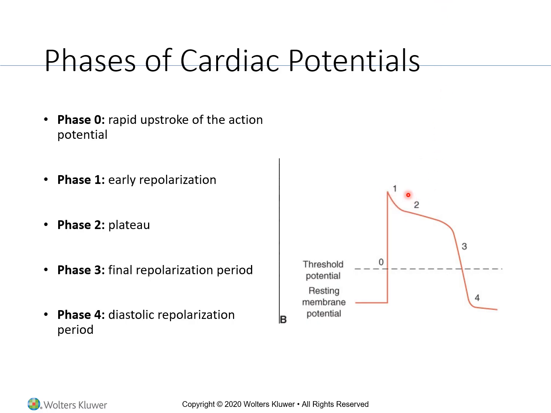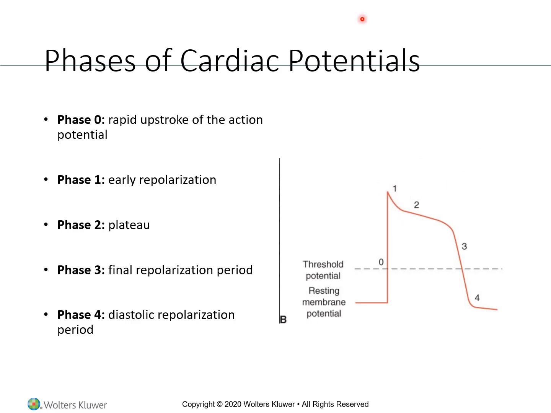At phase 1, this is what we call early repolarization, right here on this small downstroke. That's when the sodium channels close. So that rapid influx of sodium ions stops, and we have a very small movement back towards negative, almost the start of a repolarization here.